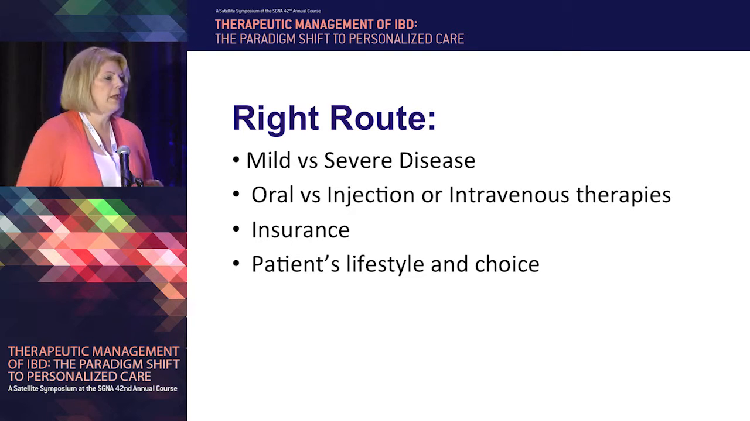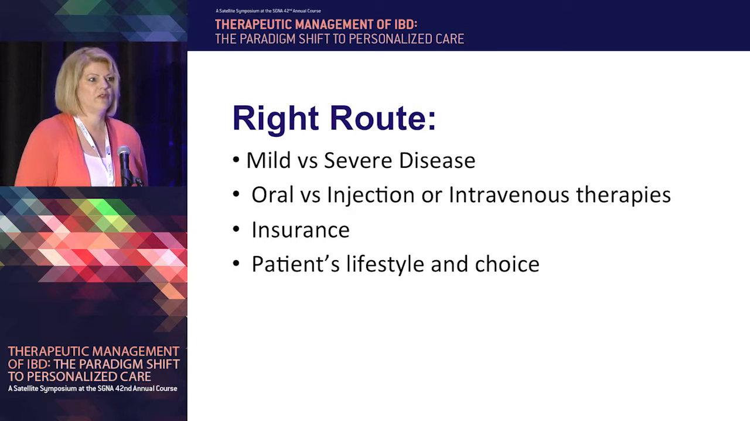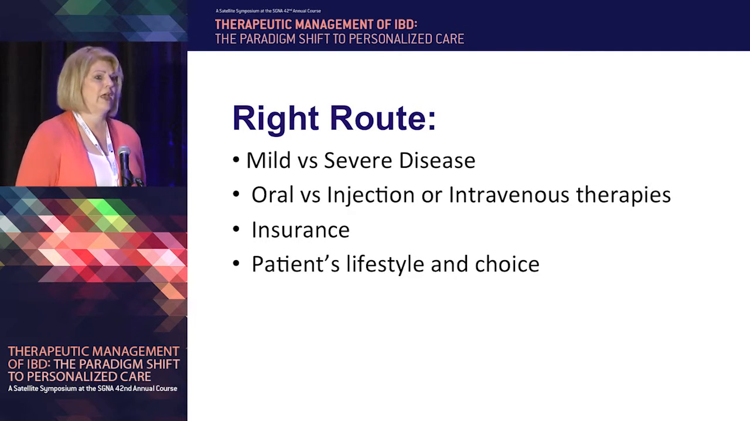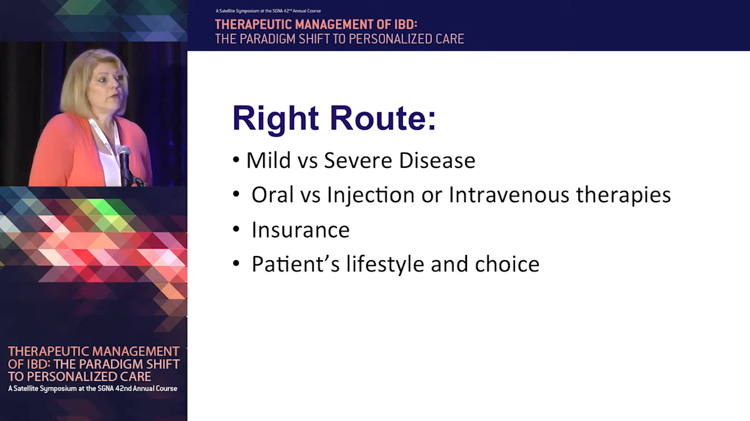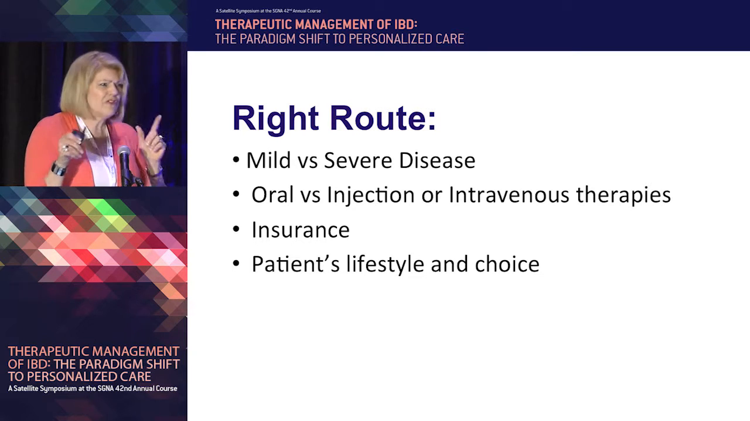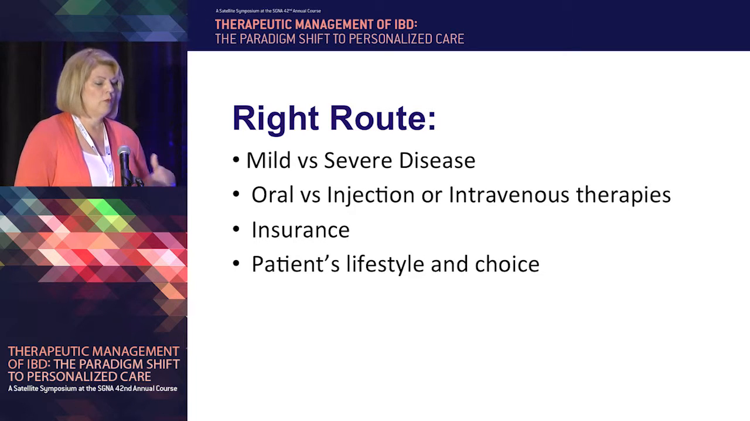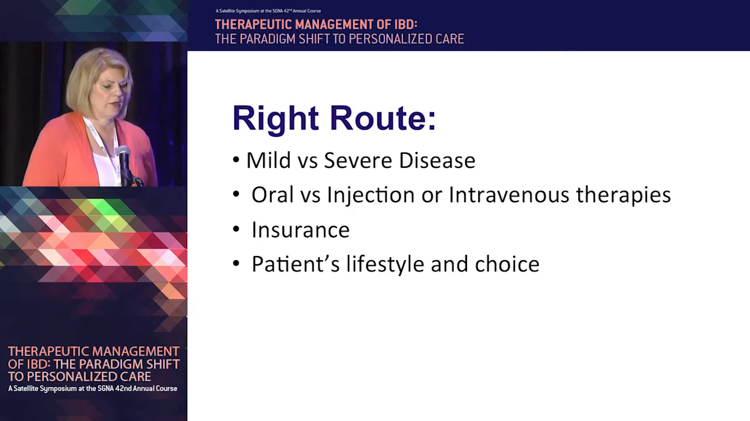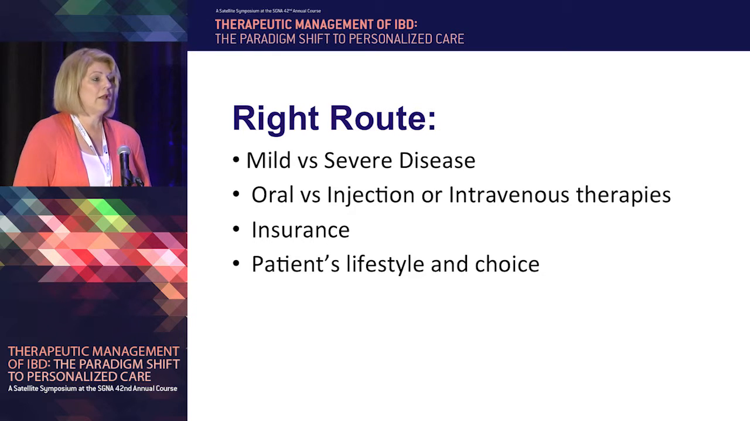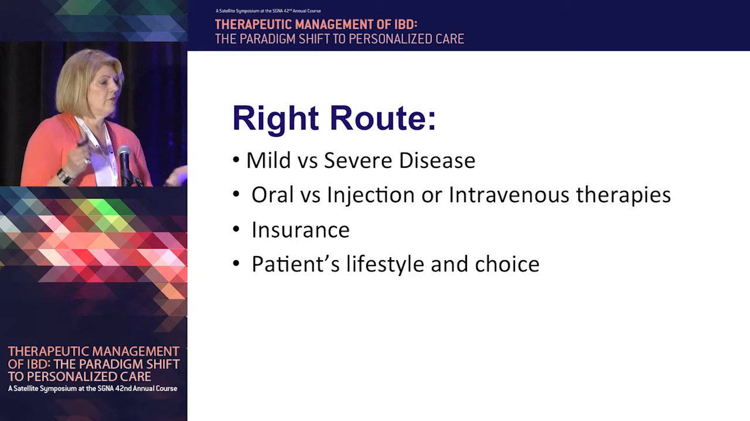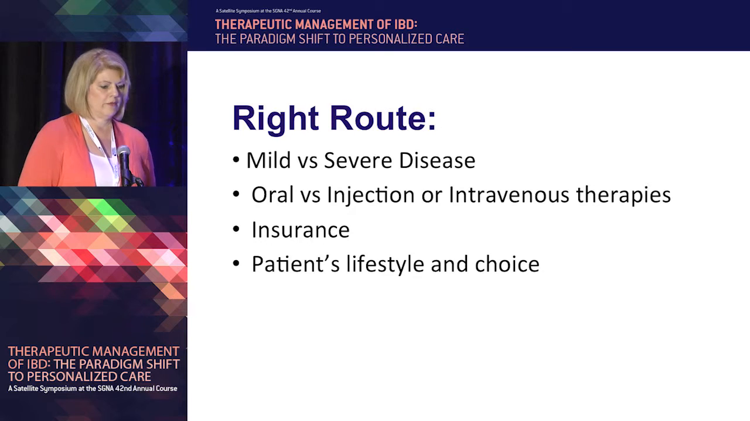What might be best? Some patients may not be able to give themselves injections. They'd rather go in for an infusion. Insurance is also a factor in this, right? Because some patients can't get the drugs because their insurance won't pay for it. So sometimes insurance is dictating, but we have to be patient advocates, and whenever possible, we need to try and make sure that we can get them the right drug. Patient's lifestyle and choice: maybe they can't come in for infusions. There are different things in their life that help in that decision making as to which treatment.